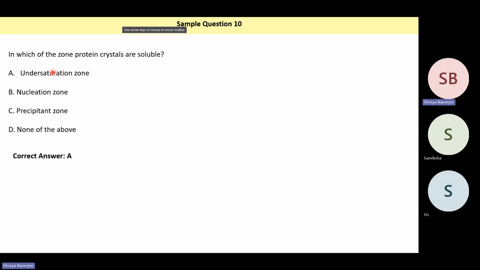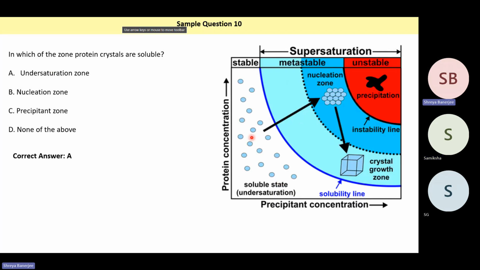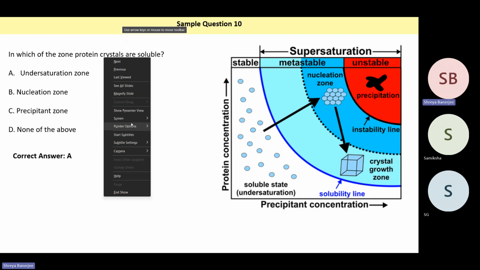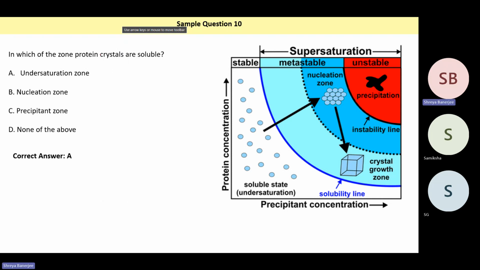So this is your under saturation zone. See, nucleating zone, the crystal is coming out, no? So actually, the question is wrong. It should not say protein crystals are soluble. It should say protein is soluble. So just ignore the word crystals. I'll correct this question later.